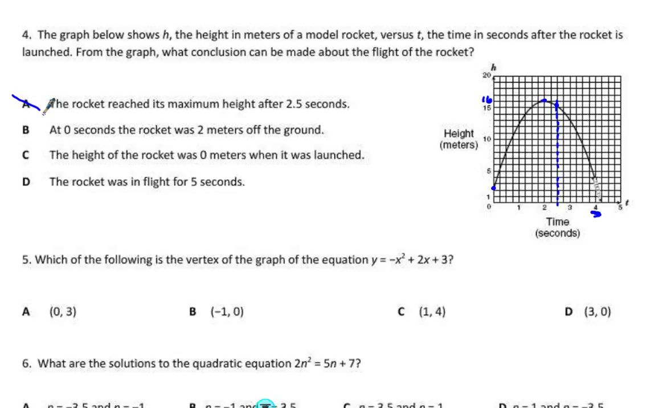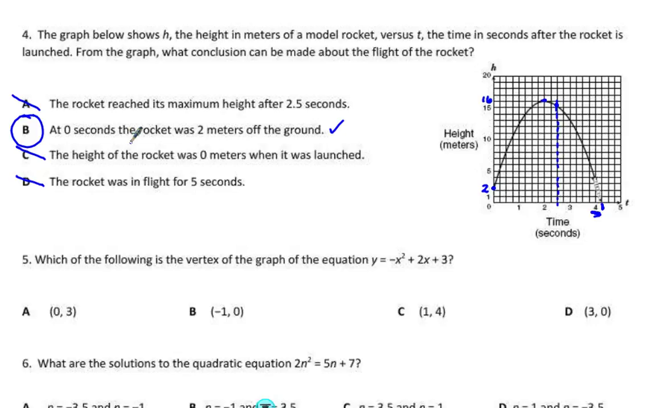B says at 0 seconds, the rocket was 2 meters off the ground. Well, here at 0 seconds, it does look like it started at 2 meters off the ground. So I'm going to put a little maybe right there. C, the height of the rocket was 0 meters when launched. Well, I don't see it starting here at 0, 0, so I'm going to say no. And then D, the rocket was in flight for 5 seconds. Well, we already saw that the rocket landed right here before 5 seconds, so it didn't quite last 5 seconds. So B would be the best answer choice there.